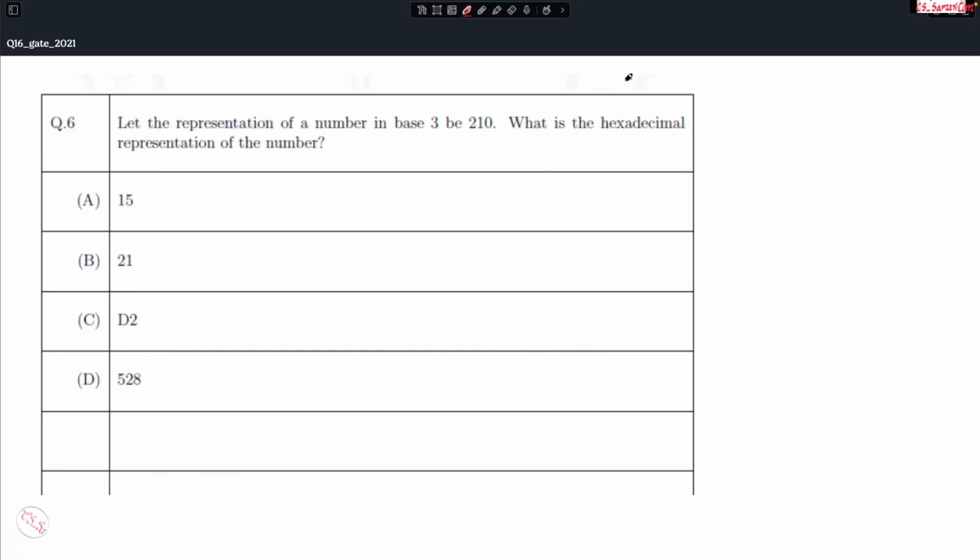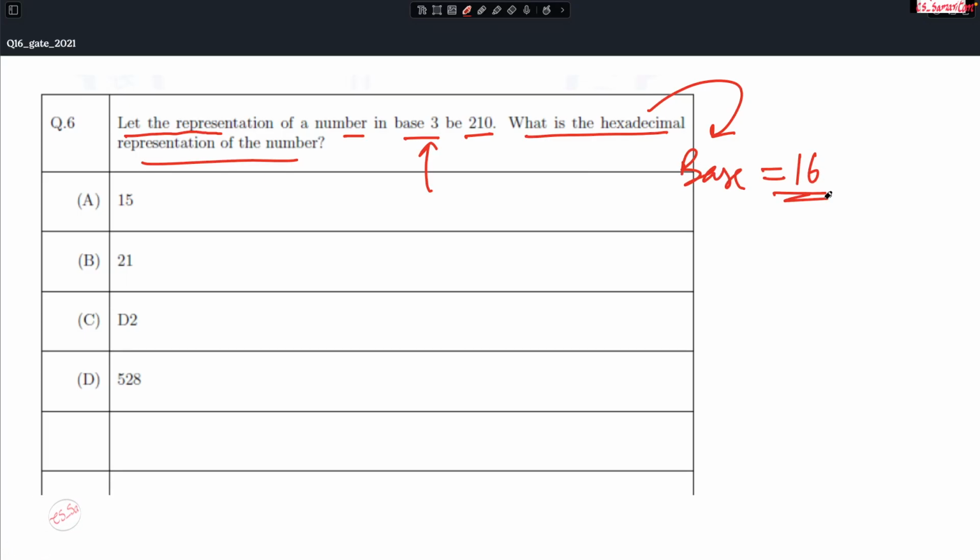Okay, so let's solve this question. The question states: consider the representation of a number in base 3. The base has been given to us as 3 and the number itself is 210. What is the hexadecimal representation of the number? Hexadecimal means that the base of that number system is going to be 16. So we are given 210 base 3. We have to convert it into a number which is going to have a base 16, right?